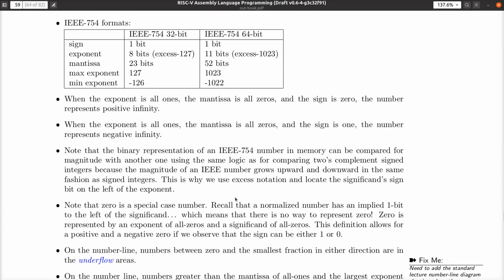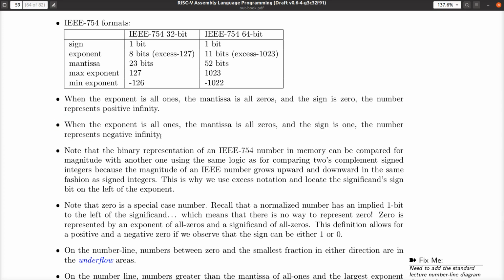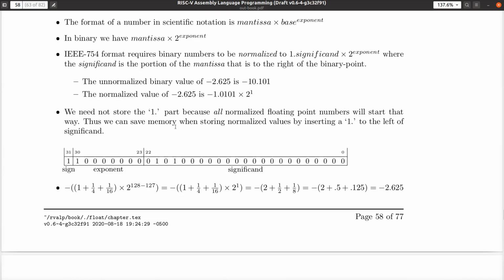In order for the integer comparison logic to still work, we also need to deal with the idea of what happens if things get too big. So here we talk about infinities, right? Well, what happens if the exponent is all ones, the mantissa is all zeros, and the sign is 0? Well, that is a relatively large positive number in binary. That means all these are ones here, and the rest of this is all zeros, okay?